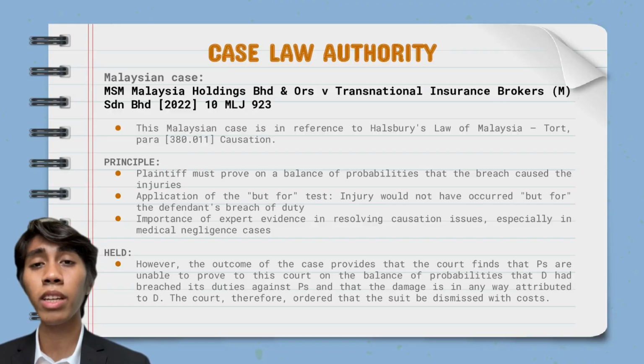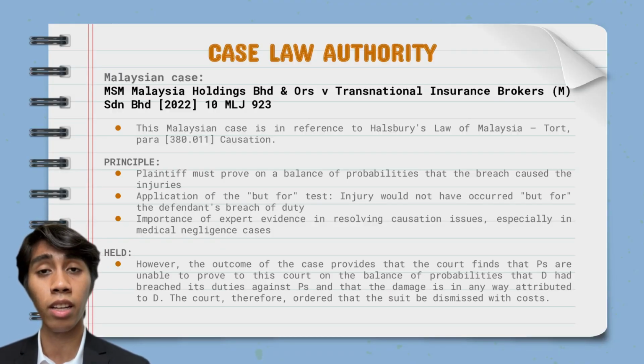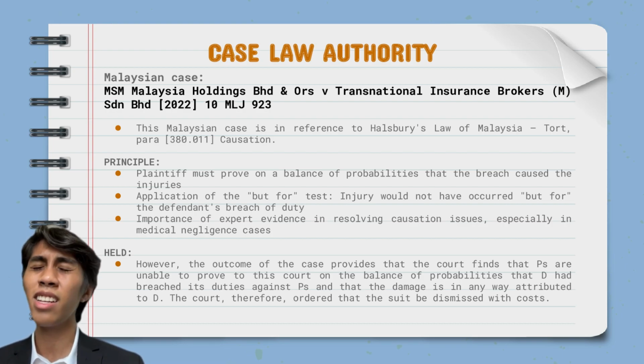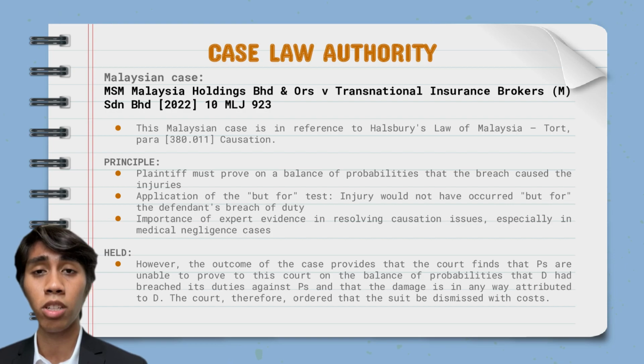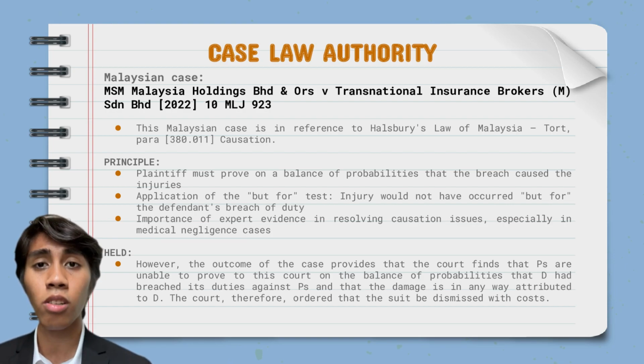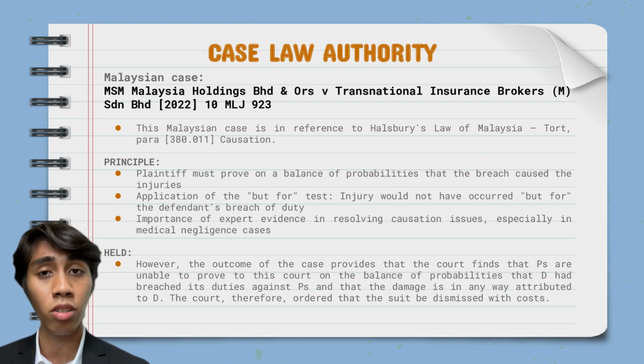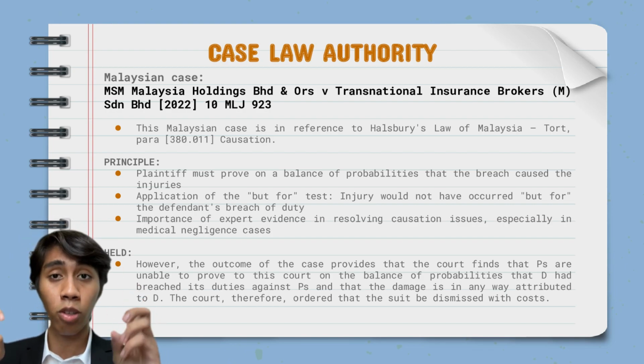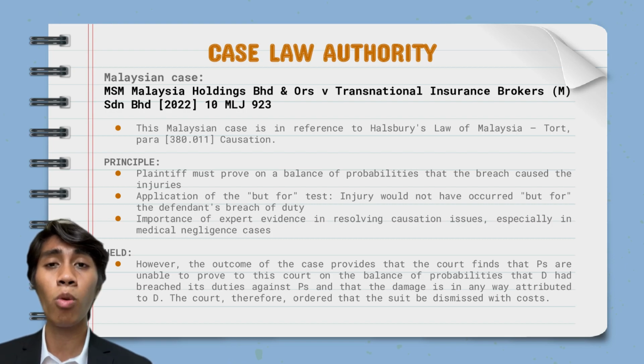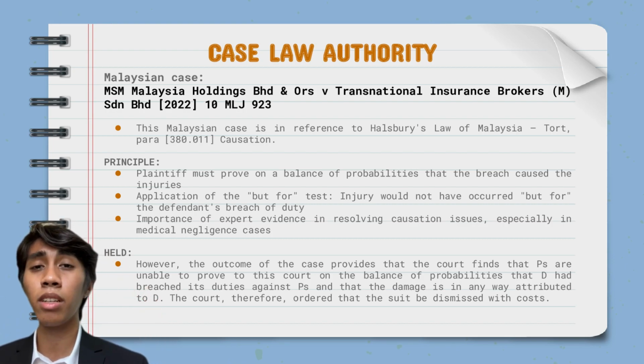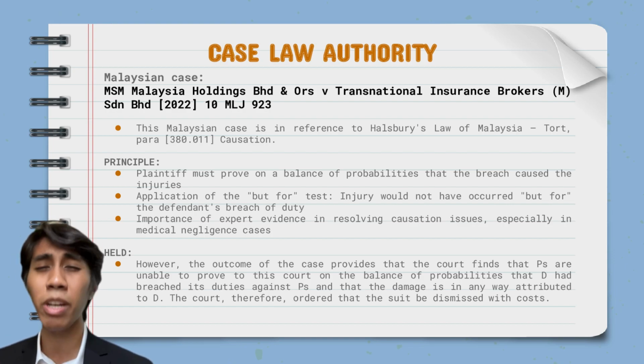In Malaysia, we have the case of MSM Malaysia Holdings Berhad and others and Transnational Insurance Brokers M. Sundian Berhad. This Malaysian case is in reference to Halsbury's Law of Malaysia. The principle of the case is that plaintiff must prove on a balance of probabilities that the breach caused the injuries. The application of the but-for test was determined that injury would not have occurred but for the defendant's breach of duty. Expert evidence in resolving causation issues, especially in medical negligence cases, is important.